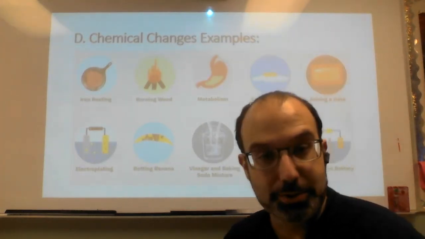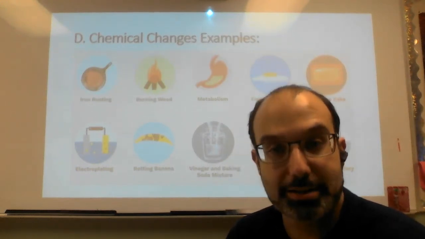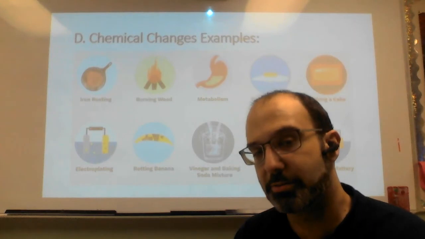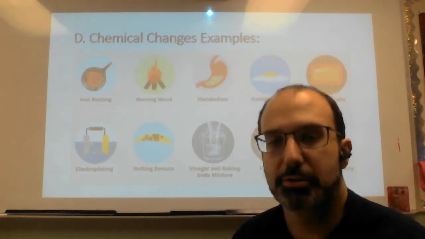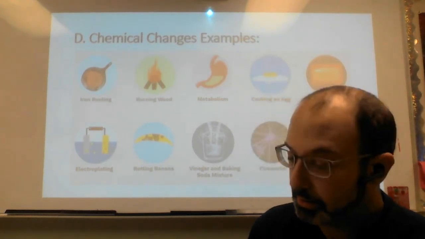So these are examples of chemical changes because when we're done, what we started with is gone. We've replaced it with something new. So we've gone from an element to a compound or compound to an element. Most of the time we turn into more complicated compounds. All right.